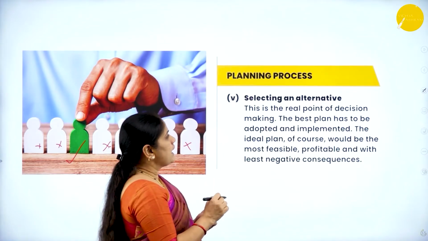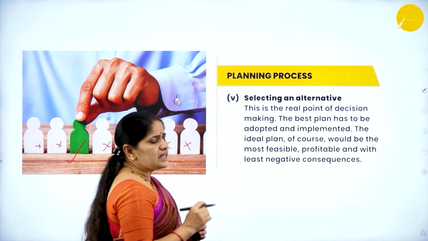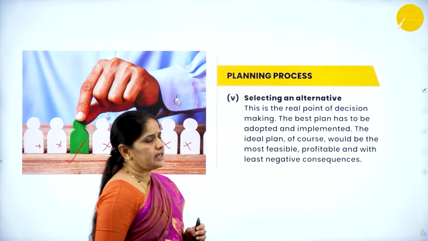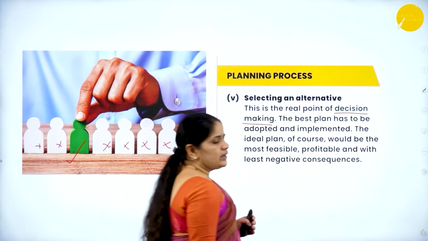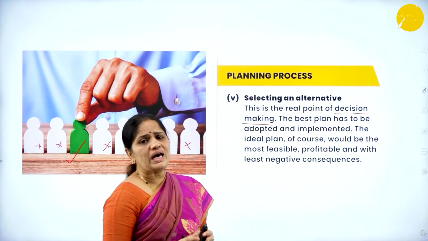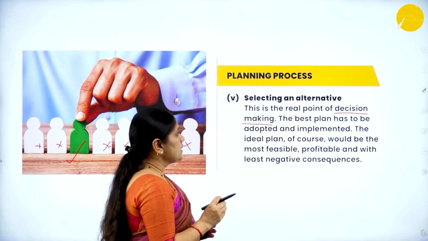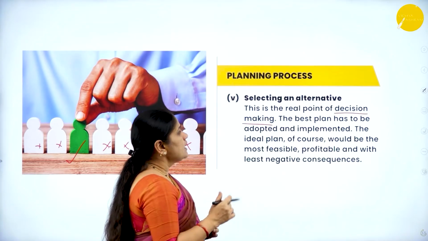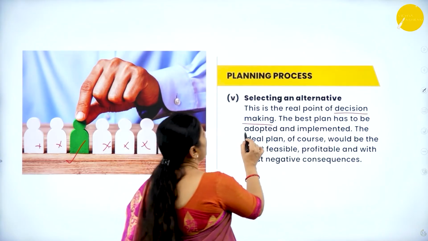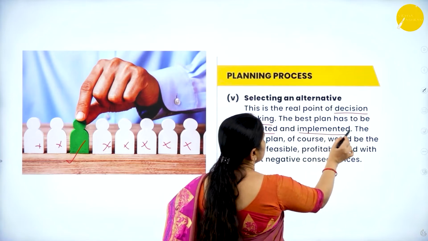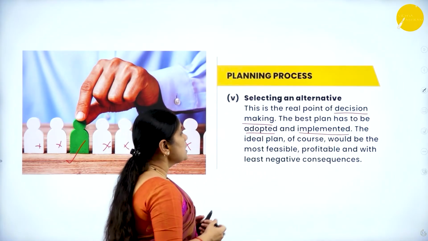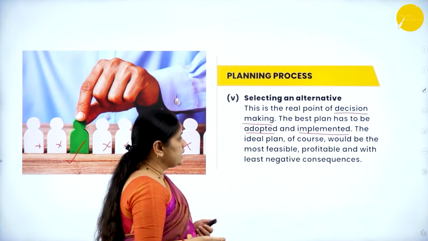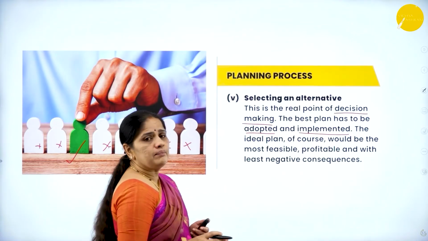So selecting an alternative is the real point of decision making. This is the point of decision making where you narrow down upon one alternative. That is the real point of decision making. The best plan has to be adopted and implemented. So once you have evaluated the alternatives, you adopt one alternative and see that it is implemented.